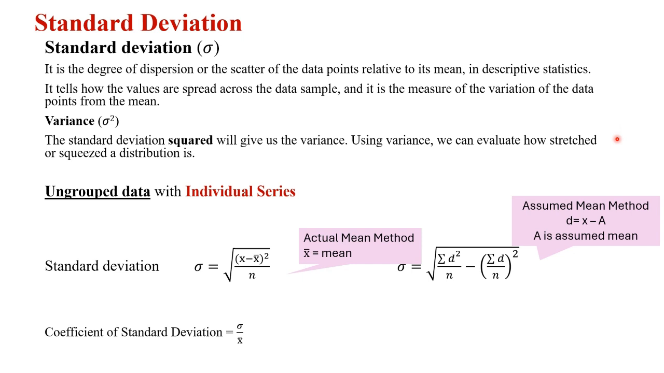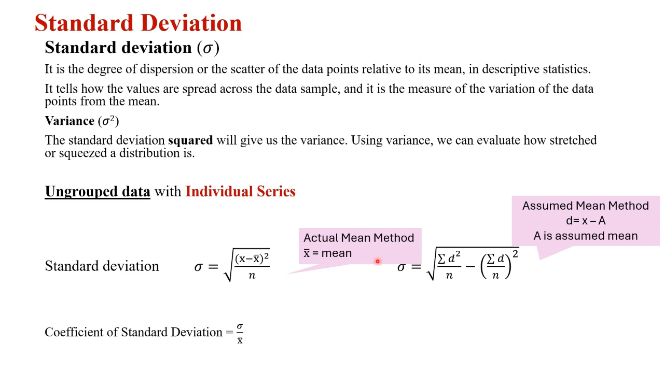Variance: the standard deviation squared will give us the variance. Using variance, we can evaluate how stretched or squeezed a distribution is. First, we shall discuss calculating standard deviation for ungrouped data, that is, when data are in an individual series. For calculation of standard deviation for an individual series, there are two methods.